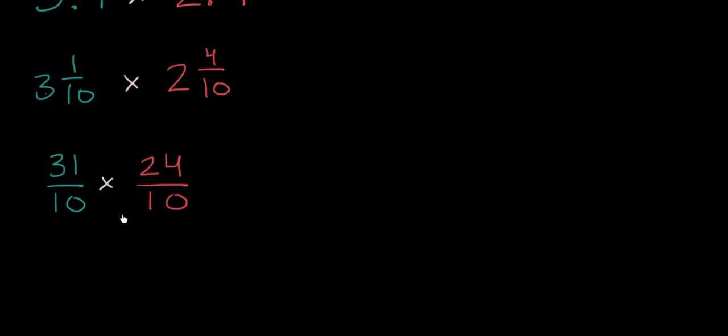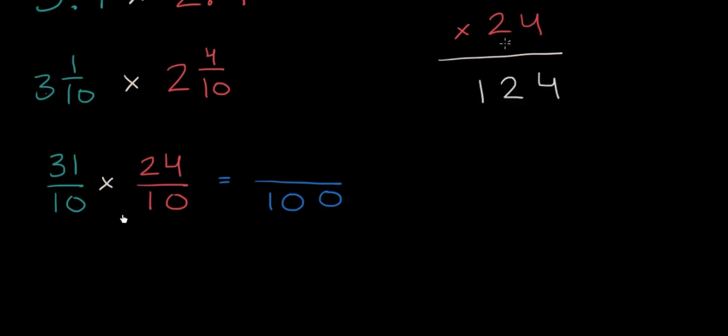Our denominator is pretty straightforward: 10 times 10 is 100. And then 31 times 24, we can multiply in the traditional way that we're used to multiplying two-digit numbers. 31 times 24 is going to be equal to 4 times 1 is 4, 4 times 3 is 12. Now we're going to be multiplying in the tens place, so we put a 0 here. 2 times 1 is 2. We're really saying 20 times 1 is 20, but you get the idea.